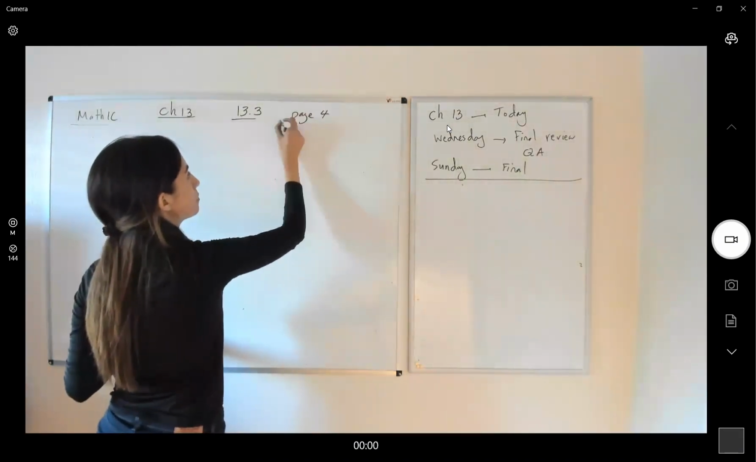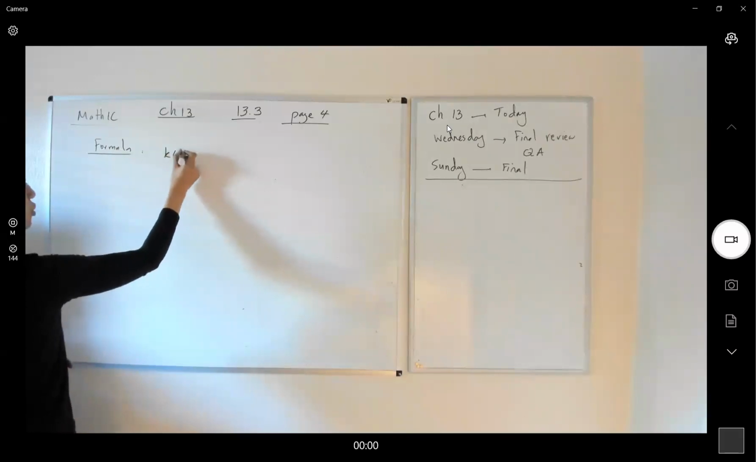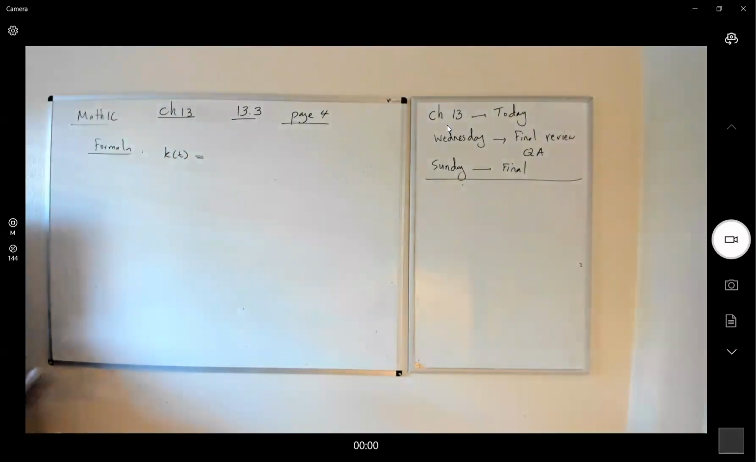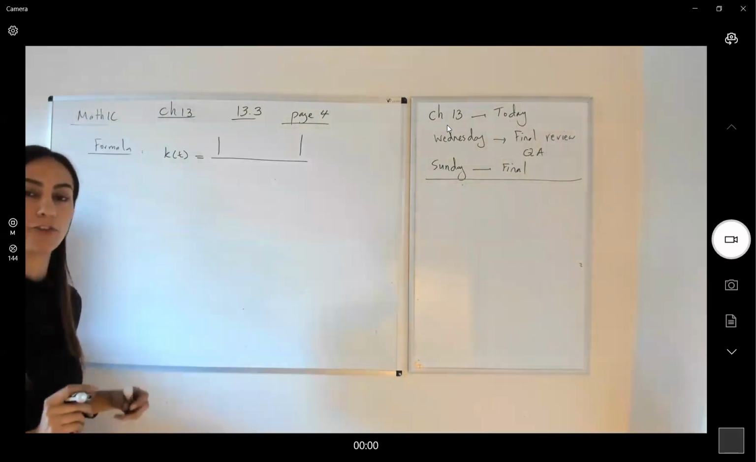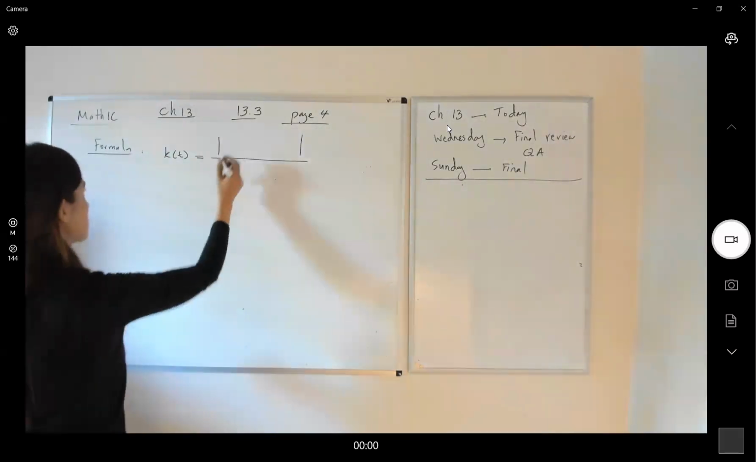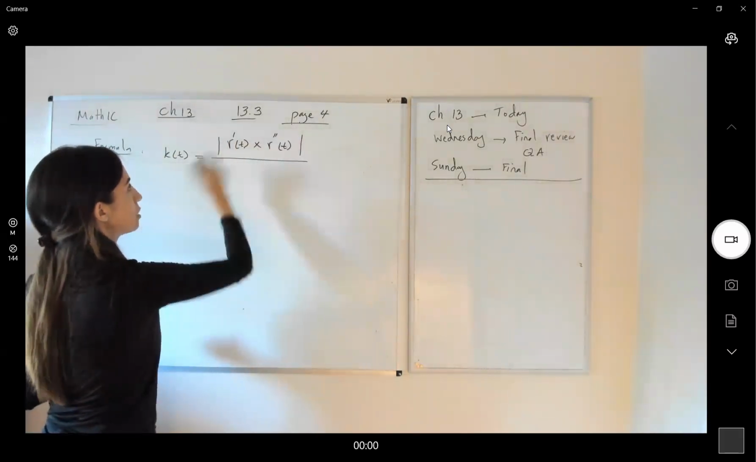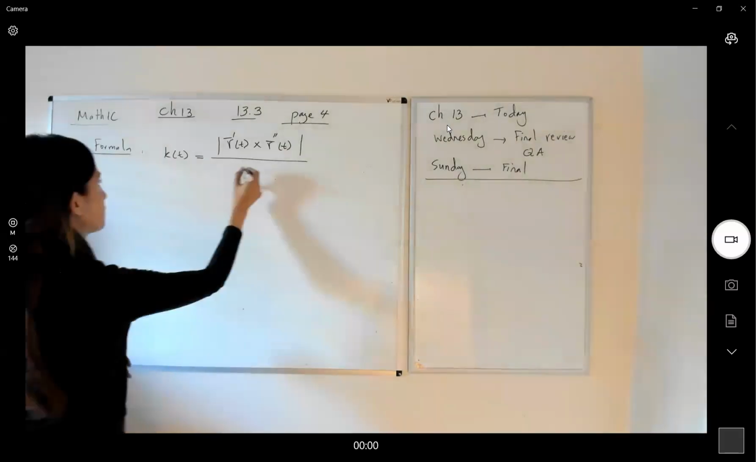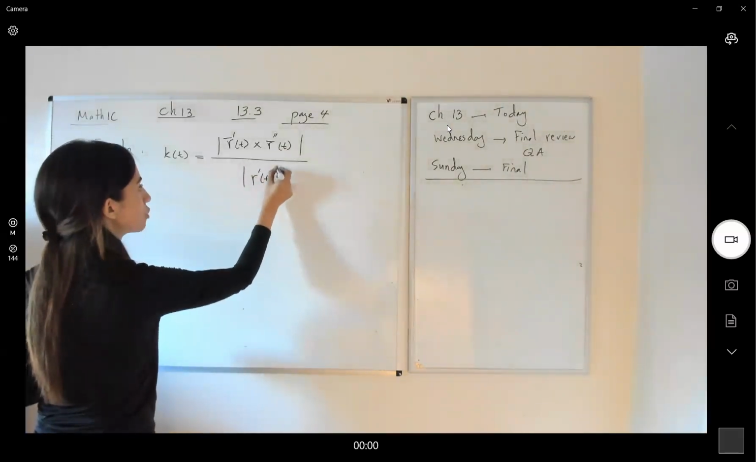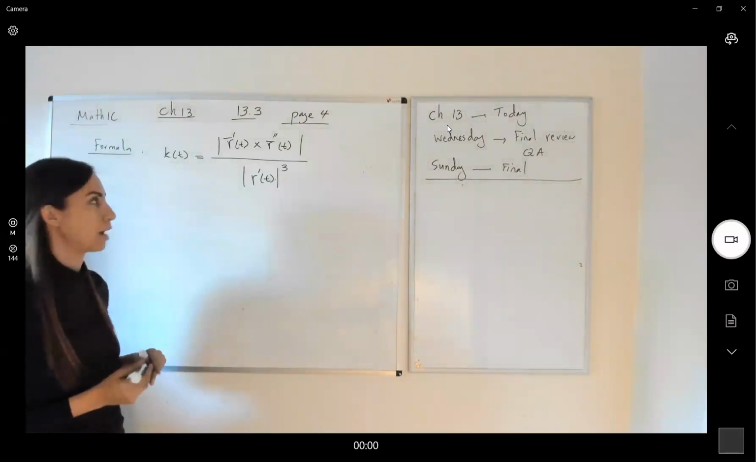Or another formula, the curvature of a vector function is equal to the magnitude of, on your numerator, the cross product between the first derivative and the second derivative of your vector function, divided by the magnitude of the first derivative of your vector function, raised to the third power.